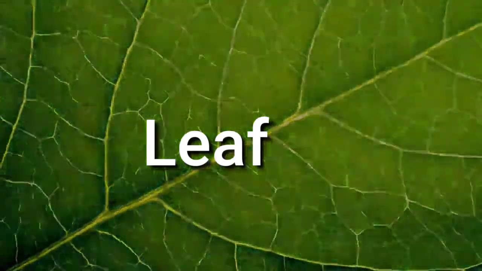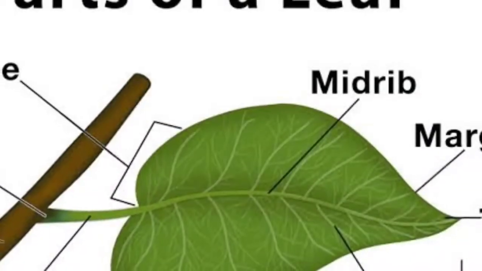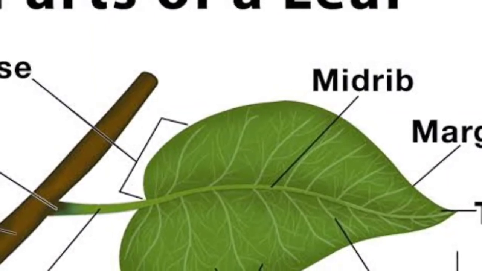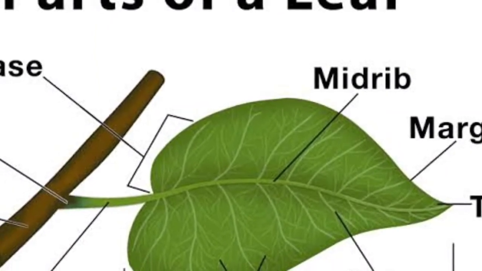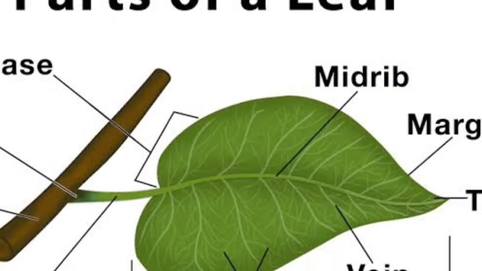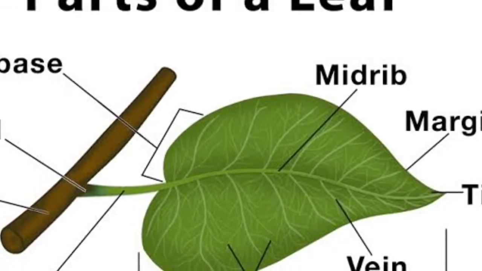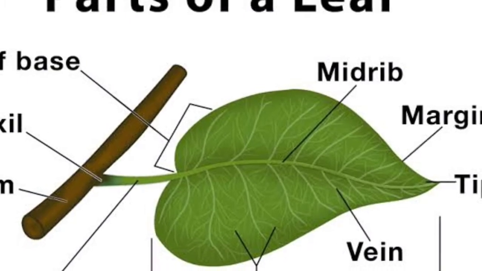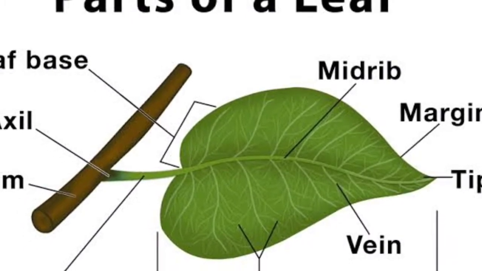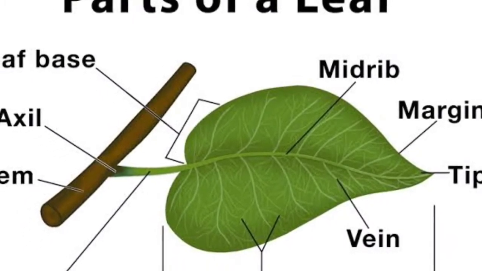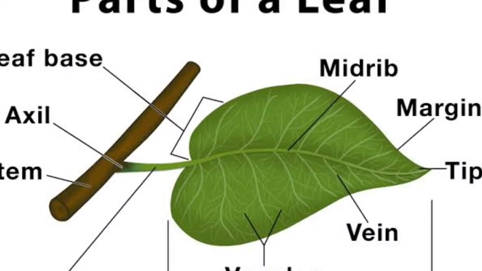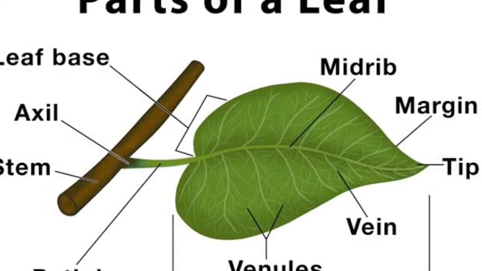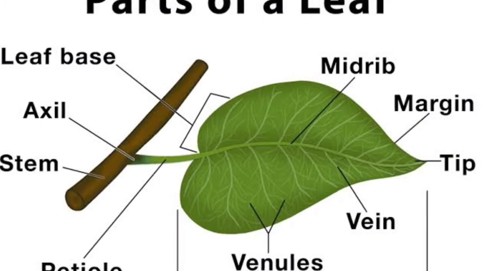Leaf. Leaves grow from the nodes on a stem. Leaves are generally thin, flat and green in color. The broad spread out part of the leaf is called the leaf blade or lamina, and its edge is called the leaf margin. The tip of the leaf is called the leaf apex. It may be tapering, pointed or rounded.